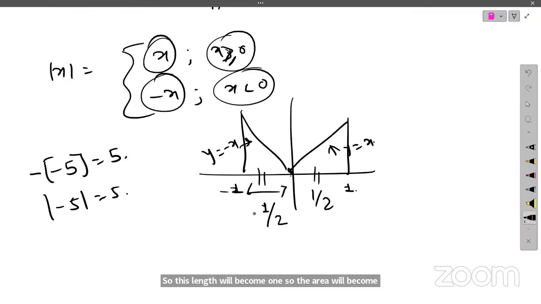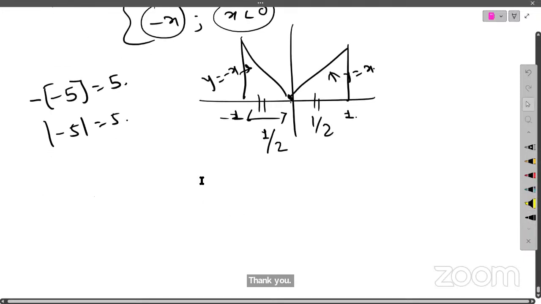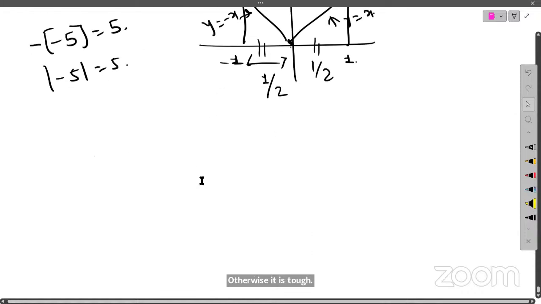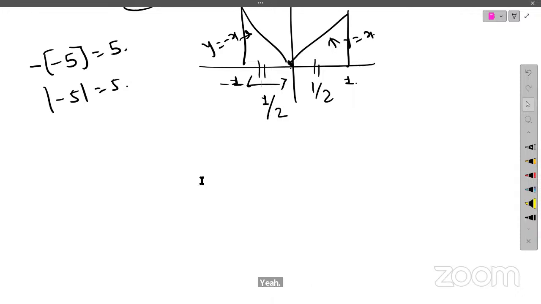I mean, just by applying the area of a triangle. Because mod is easy, otherwise it is tough. Line also we can say, because it will become a triangle only. More or less a triangle, or a rectangle plus a triangle.